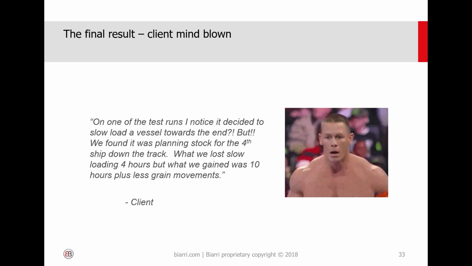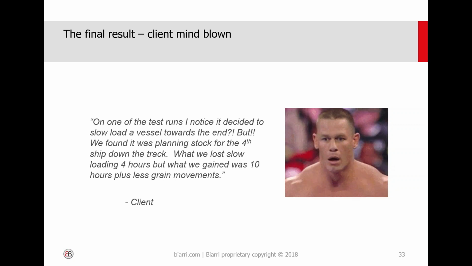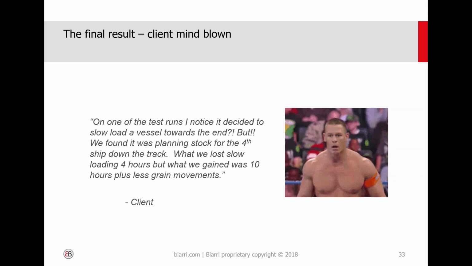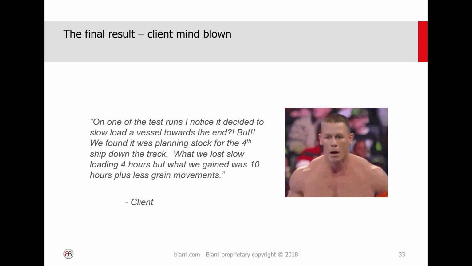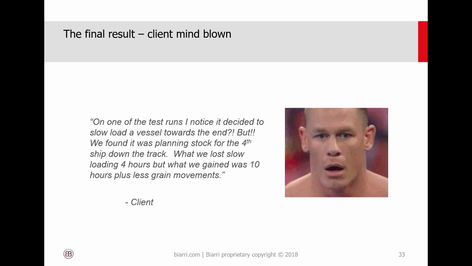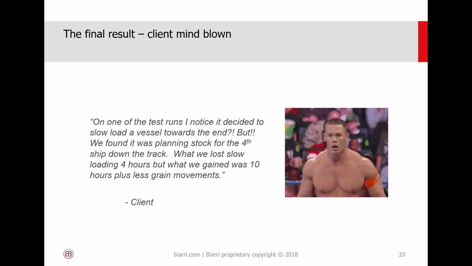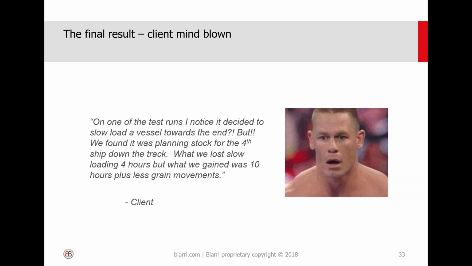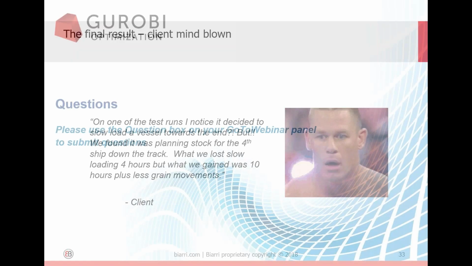On one of the test runs, they noticed, and this is a client's quote, that the algorithm decided to slow load a vessel towards the end. But we found that it was planning stop for the fourth ship down the track. So what we lost slow loading 4 hours at that point in time, we gained was 10 hours plus less grain movements down the end. And like him, their mind was completely blown and they couldn't believe what they saw.